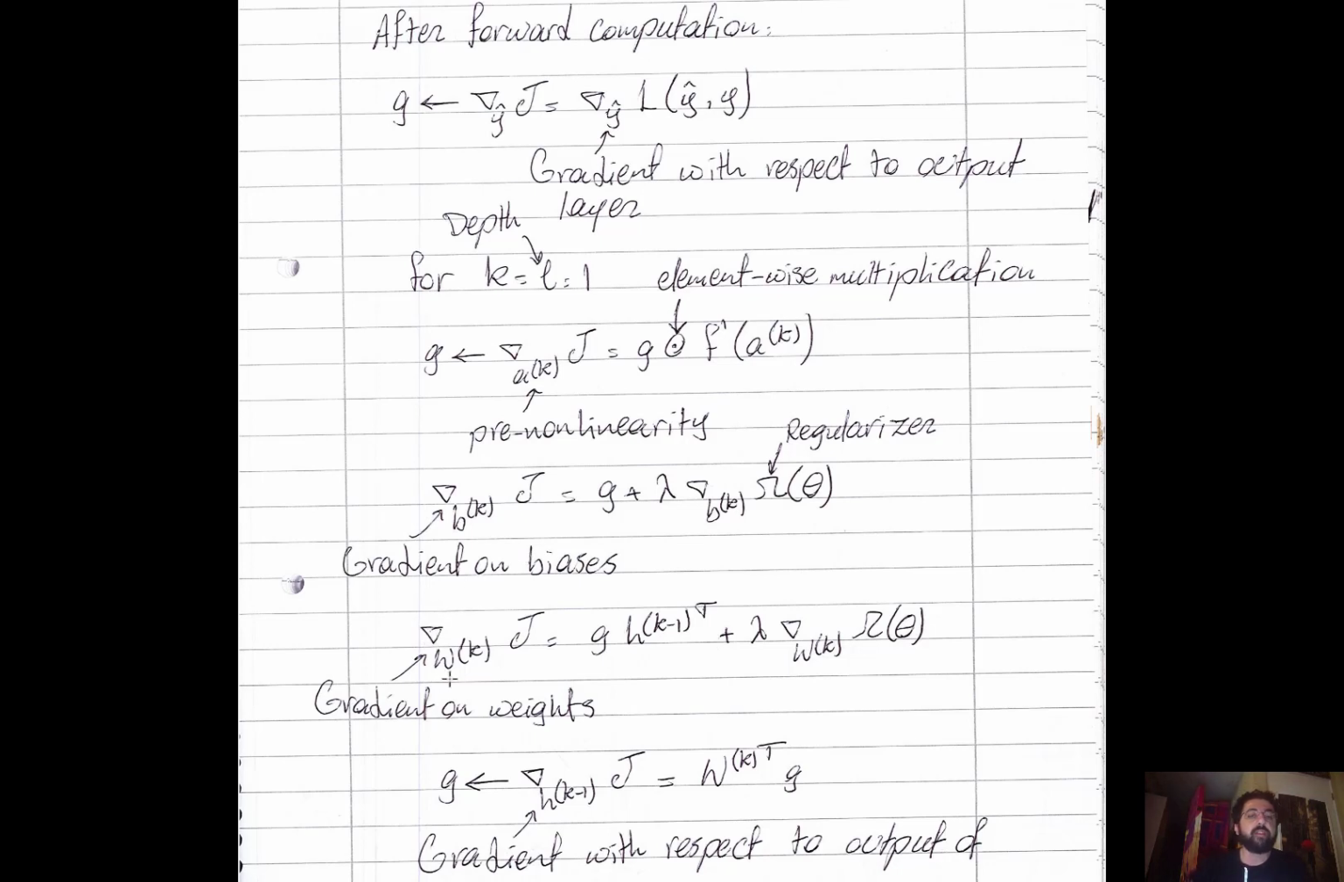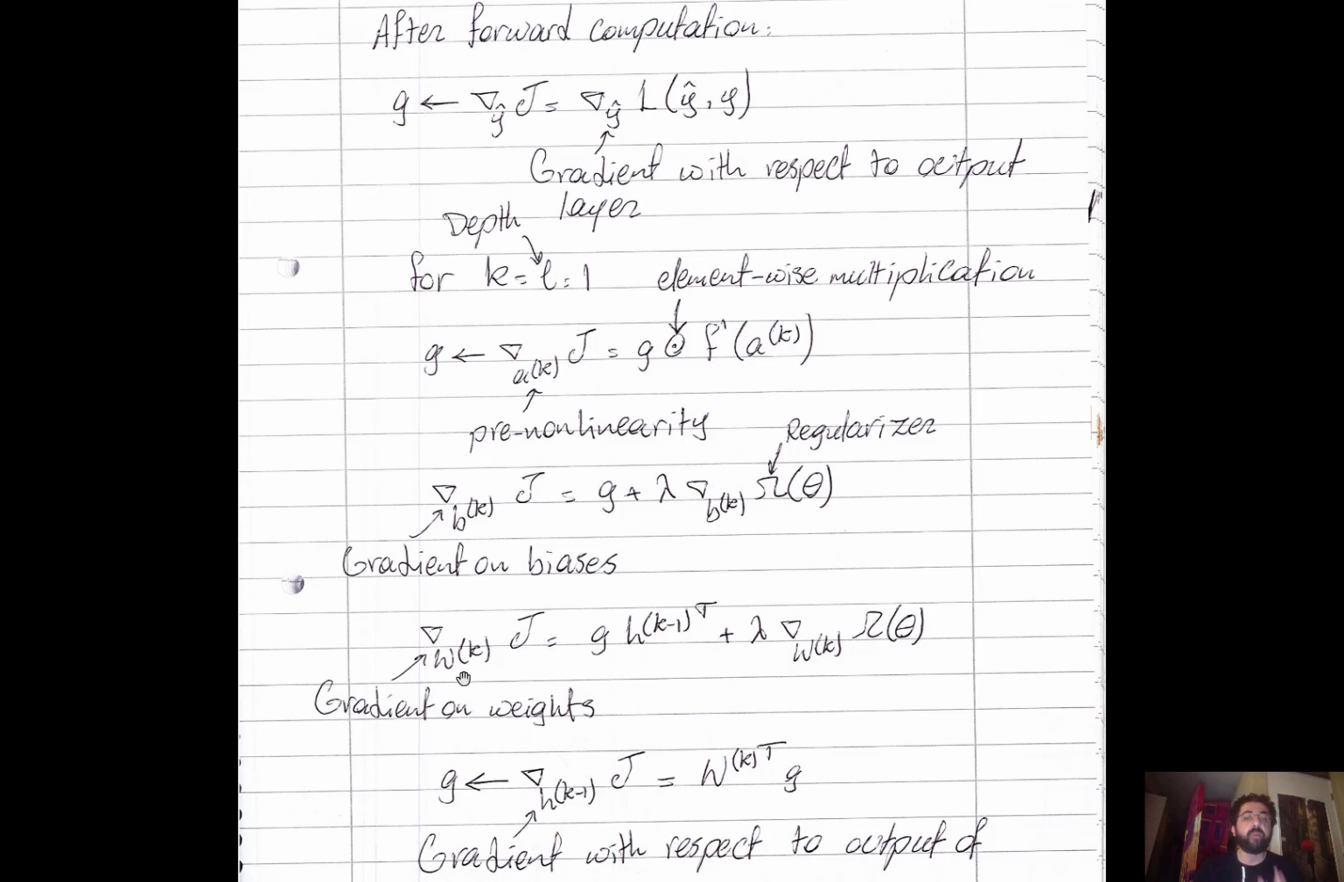And then we compute the gradient with respect to the weights, W of K. So what's the relationship between A of K and W of K? A of K equals W of K times H of K minus 1 plus the B of K, right? So the gradient G here is the gradient with respect to A of K, right, from this step. Then I multiply it by H of K minus 1 transpose, right? So the first derivative, if A equals H times W, then dA by dW is just H. And that's what we are doing here, right? Plus lambda, the gradient of the regularizer with respect to W of K. Now this typically has a non-zero value, because the regularizer is a function of the weight parameters.